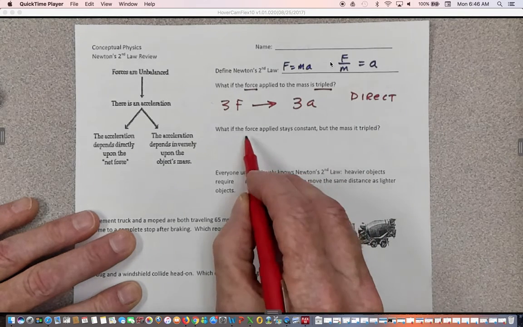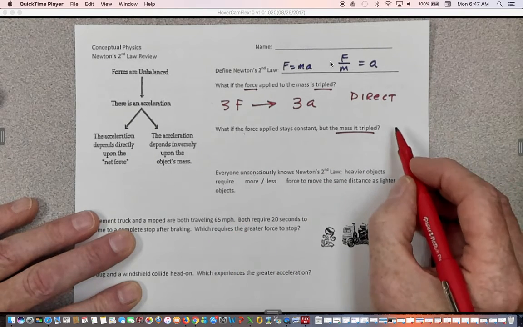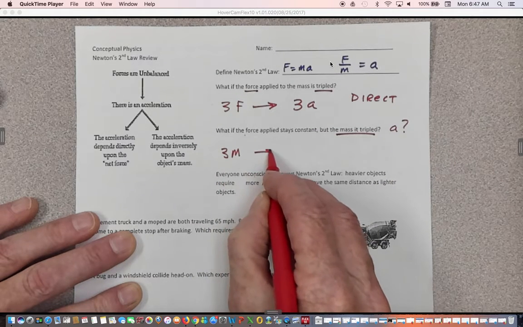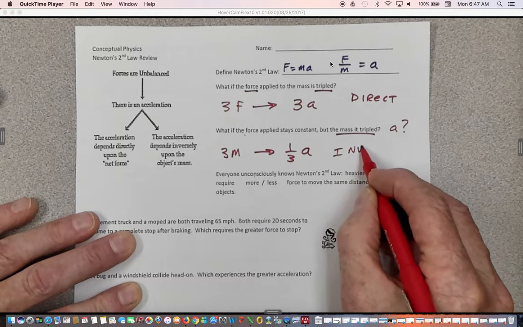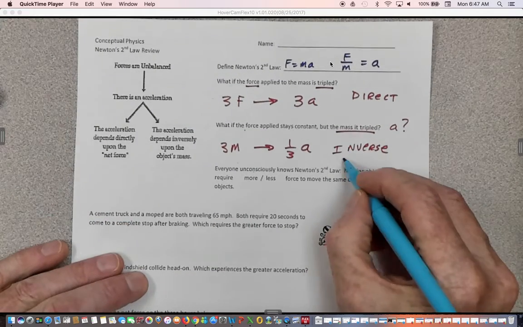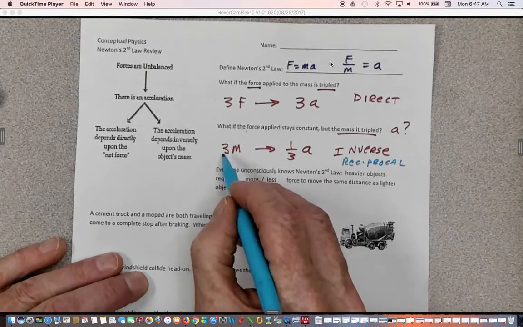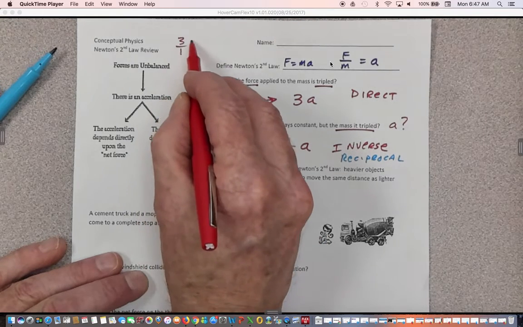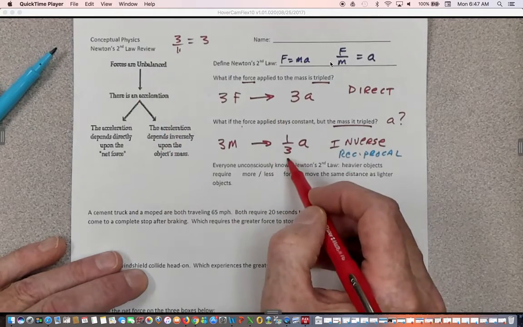On the other hand, if the force stays constant but the mass is tripled, what happens to acceleration? Well, if the mass triples, the acceleration decreases because it's an inverse relationship, and you have to think of the word reciprocal. So 3 divided by 1 is the same as 3. So if I put that here, 3 over 1 is the same as 3. So if I reciprocate 3 over 1, I get 1/3.